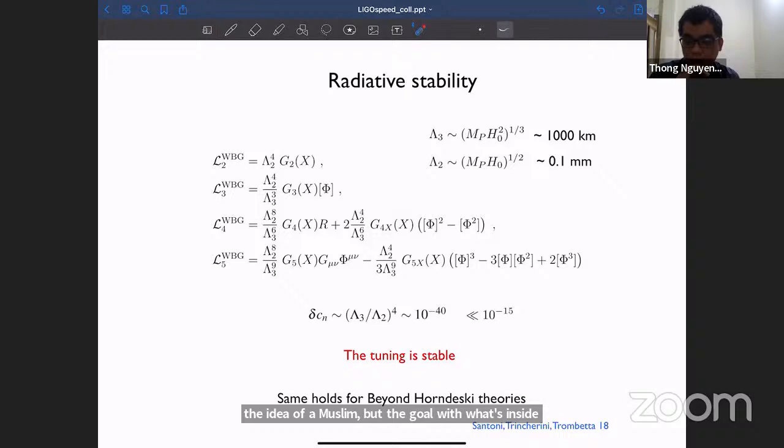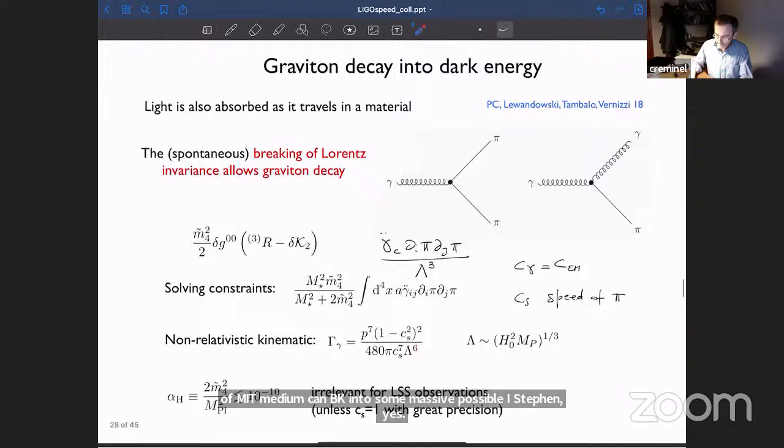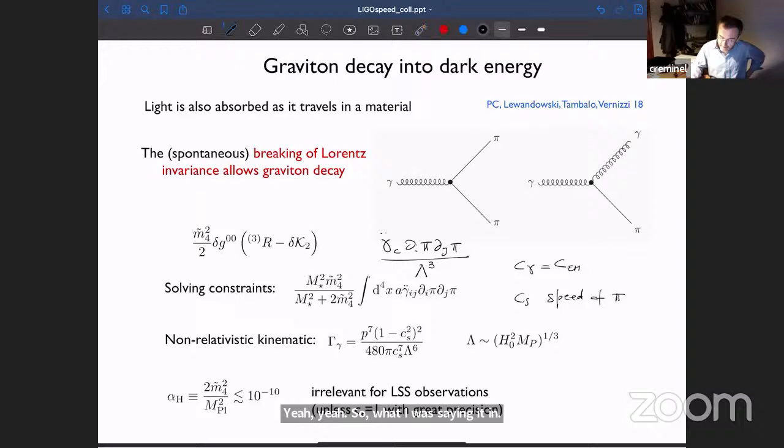So what I was saying quickly is the following: if you are in a relativistic theory, think for instance about a photon. Imagine that for this photon, you want to consider a Feynman diagram in which the photon decays.